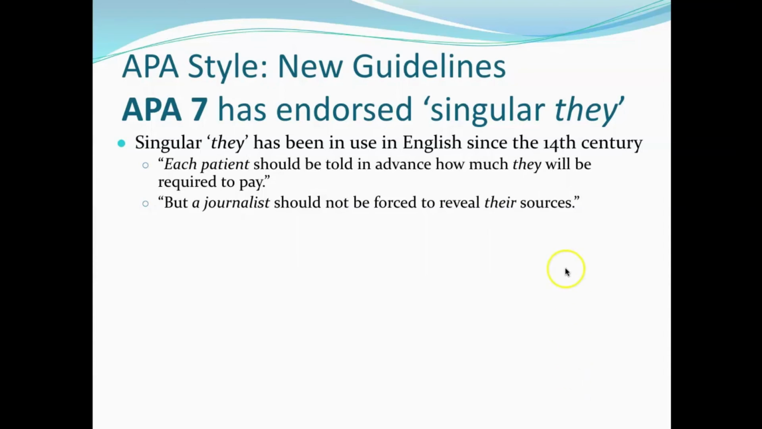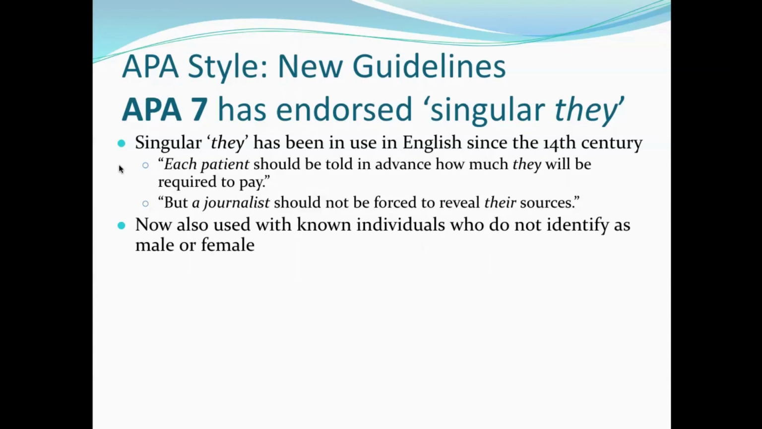So in both of these examples, we're using they or their to describe just one singular person instead of plural people. But we're using those terms because we don't know the gender of the patient and the journalist, and they're just a generic or hypothetical person, so the gender is not relevant there. Singular they is more recently also used with known individuals who do not identify as male or female or who use singular they as their pronouns. So for example, this is my friend Jay. I met them at work. They are a talented artist.